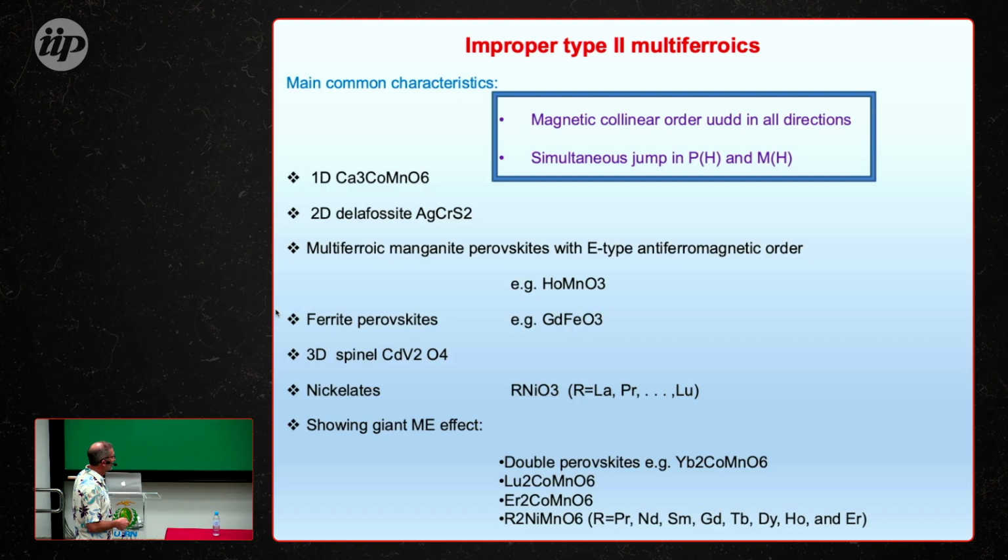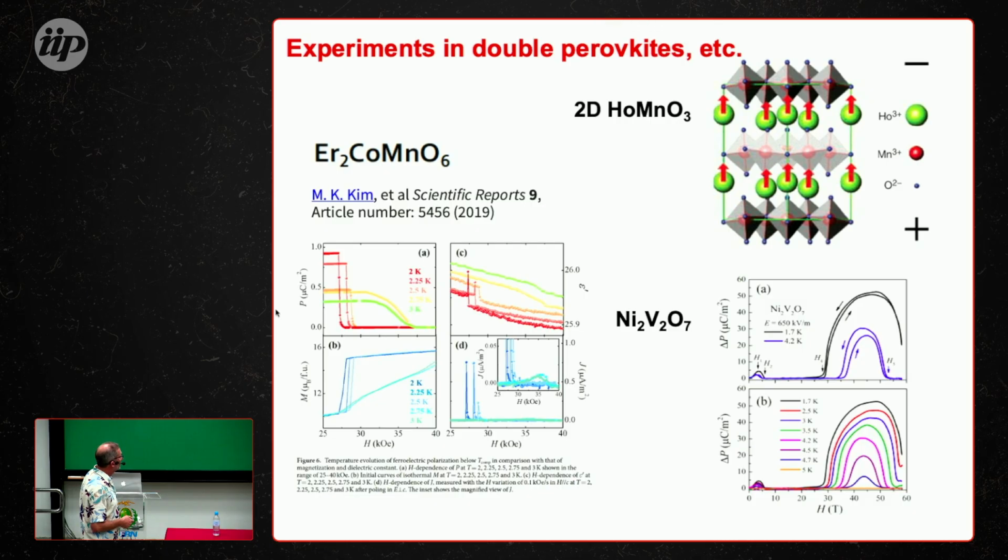And there are also these double perovskites materials, which are almost, in most of the cases, quasi one-dimensional, and they show large magneto-electric coupling. Okay, and this is, from our point of view, these are the most interesting because the models we are studying are closer to them. Okay, so let me show you some of the experimental results.